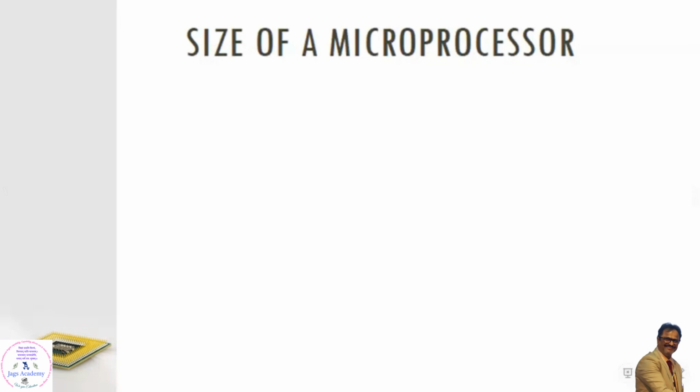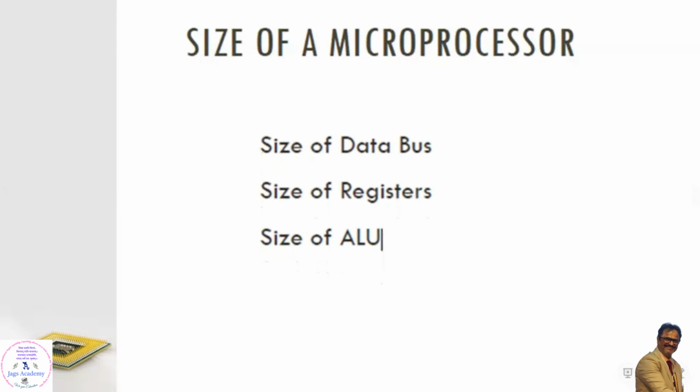So how do you decide this microprocessor is a 16-bit microprocessor? How do you decide this microprocessor is a 32-bit microprocessor? How do you decide? By looking at the specifications of any microprocessor. These are the three things. What are those? Size of the data bus, size of the registers, and size of the ALU.